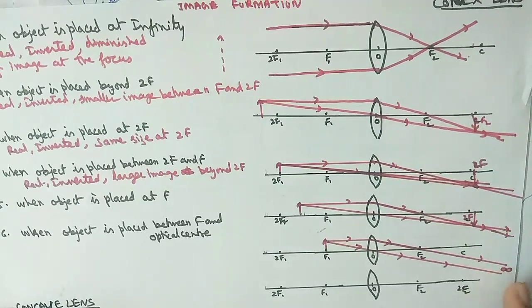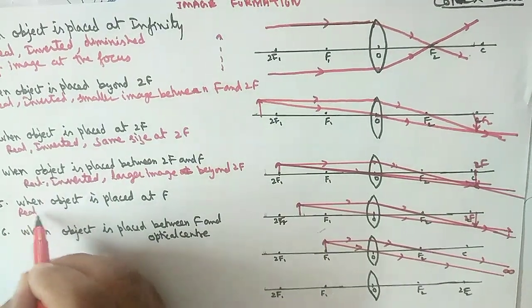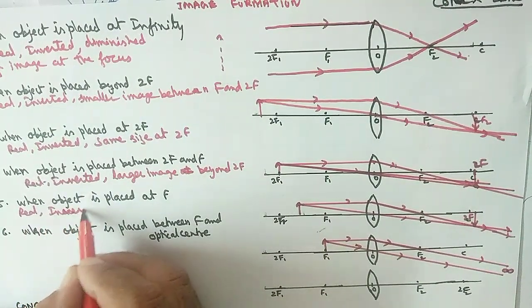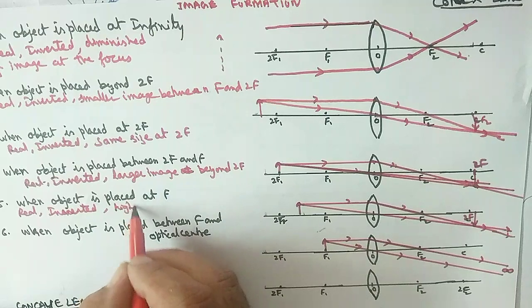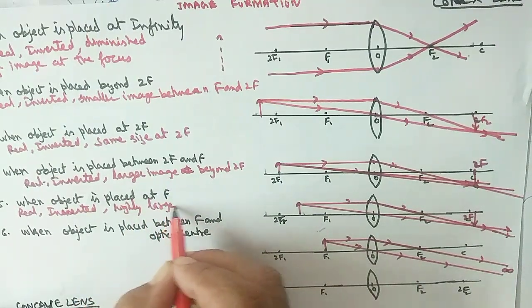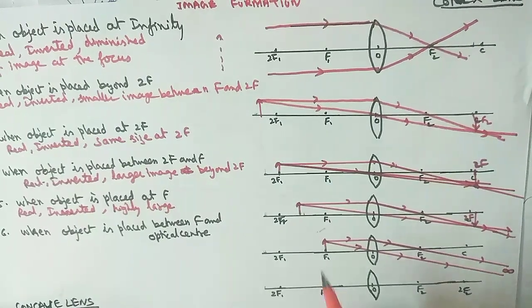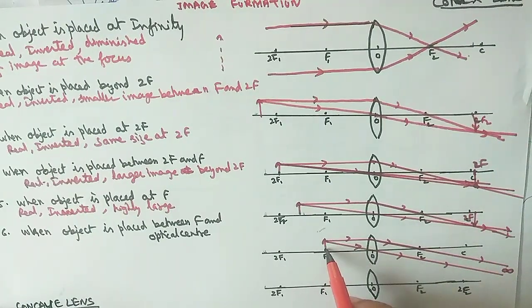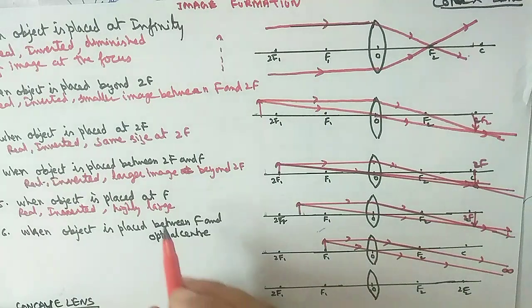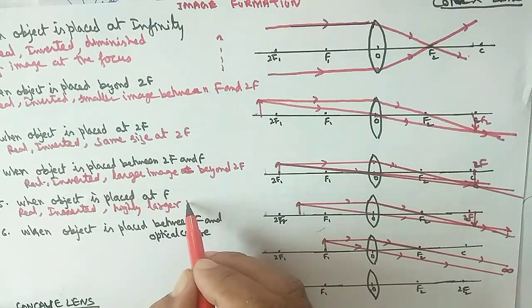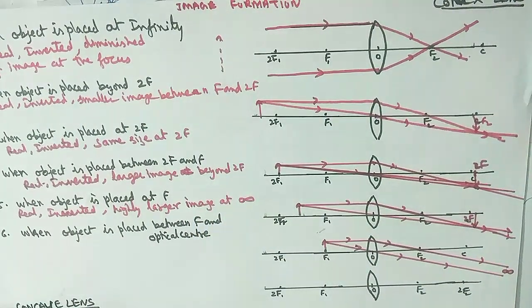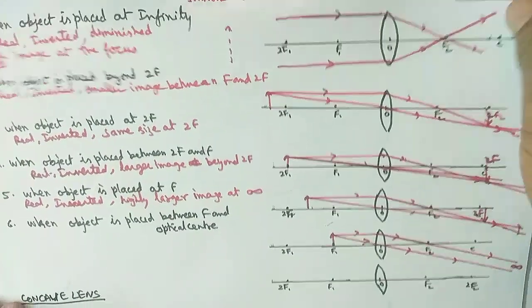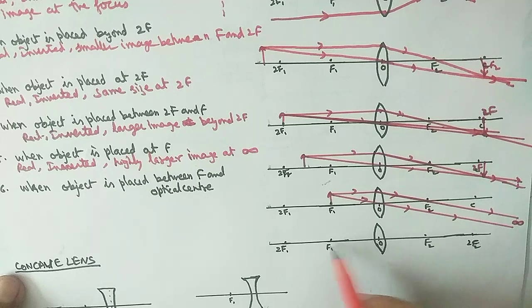Because we are assuming they are meeting, it means a real, inverted and highly large image, like the sun. When the sun is at infinity, a smaller image forms at the focus. Now the smaller object is here, so a big image will form at infinity. So a larger image, a highly larger image, will be formed at infinity. Clear?